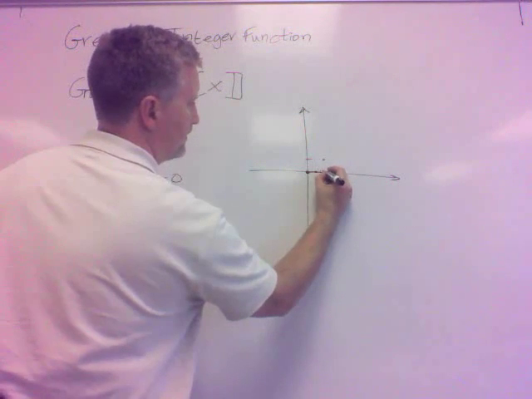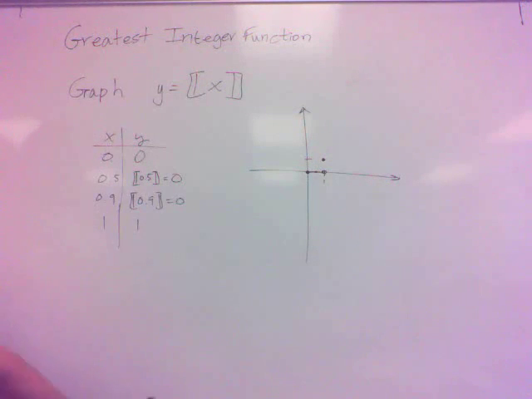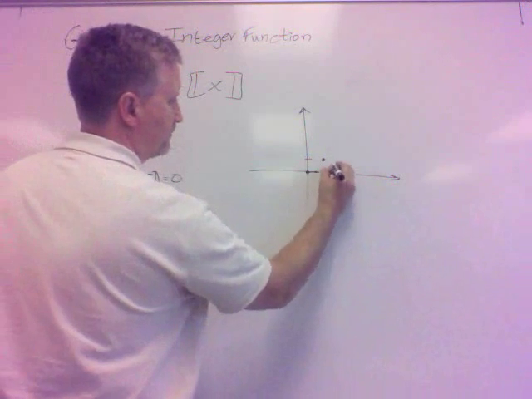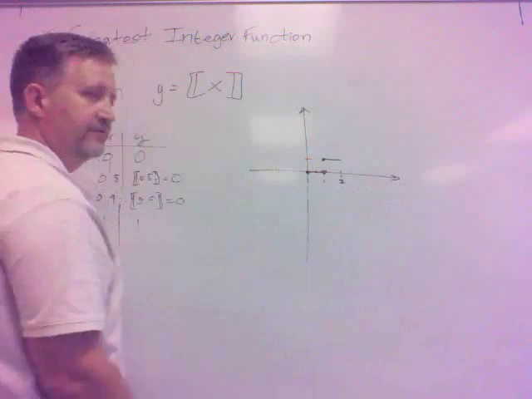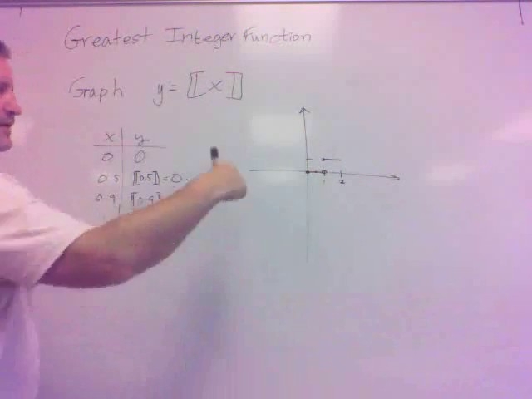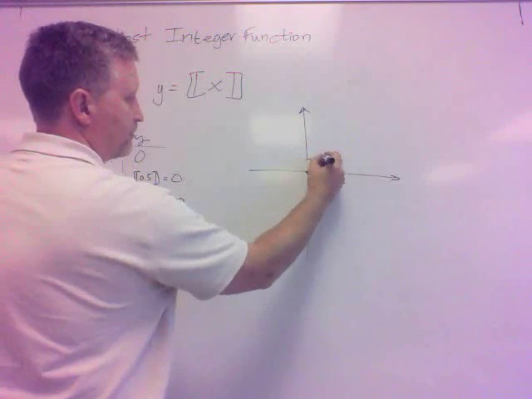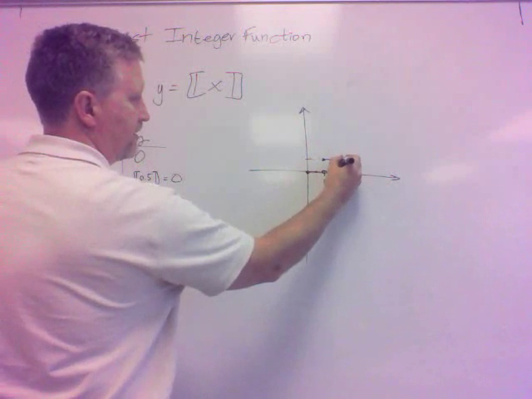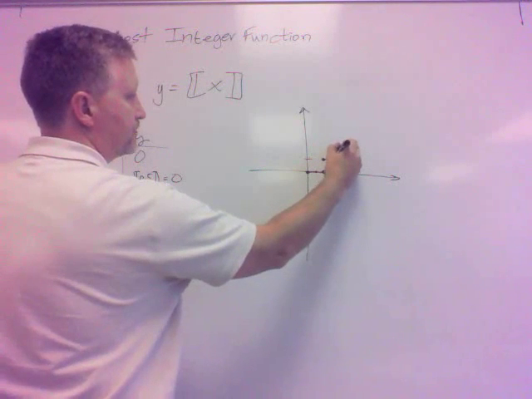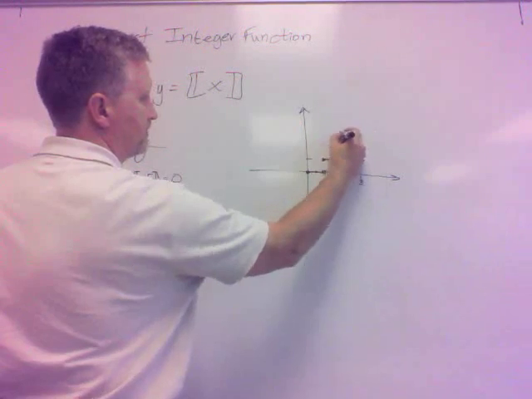So there's an open circle here and a closed one there. Then what happens from 1 to 2? From 1 to 2, you go across to 2. At 1.1 it's 1, at 1.5 it's 1, at 1.9 it's 1. So it's 1 all the way across till you get to 2, and then at 2 it jumps. Till you get to 3, and then at 3 it jumps to 3.